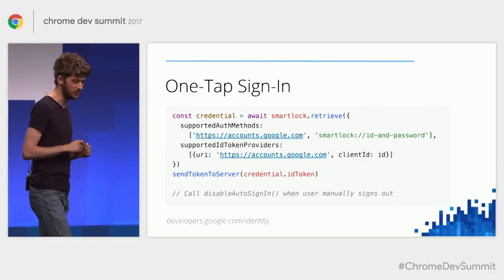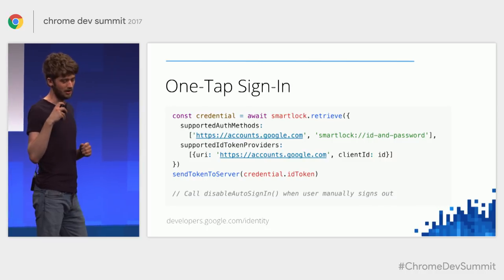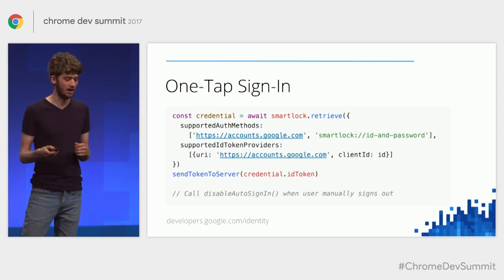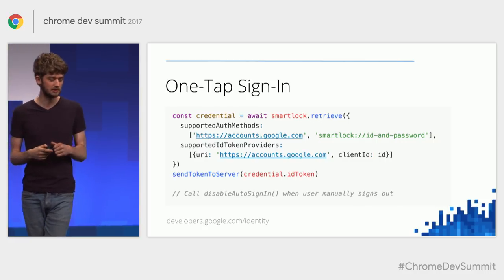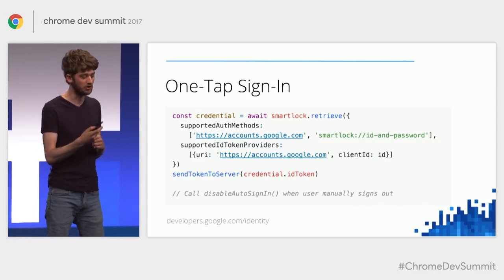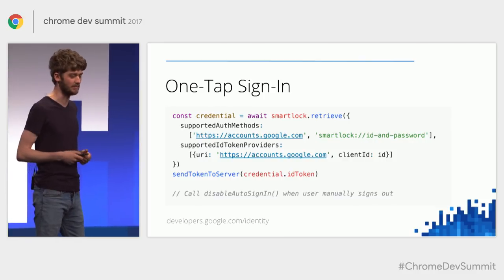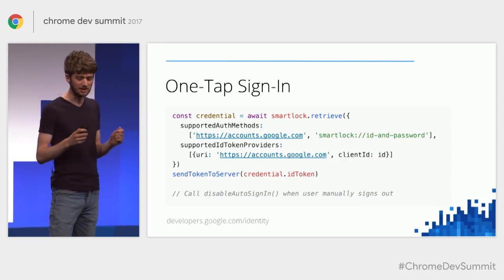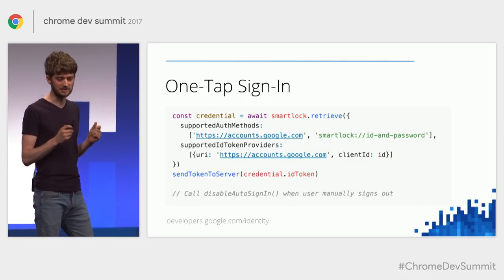This is really easy to use. You just call await smartlock.retrieve, and you pass in what supported authentication methods you have. And it just returns a credential for the user when the user taps the button, which you can then send up to the server to start the session. Now, this works really great for keeping users signed in.